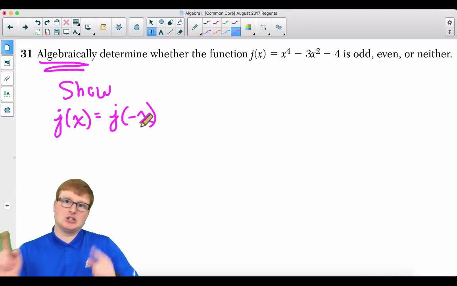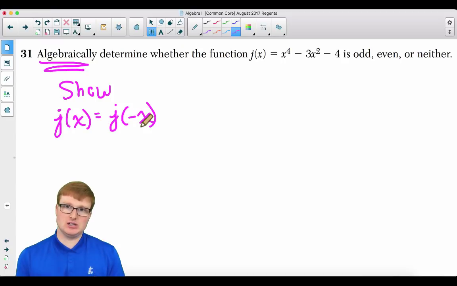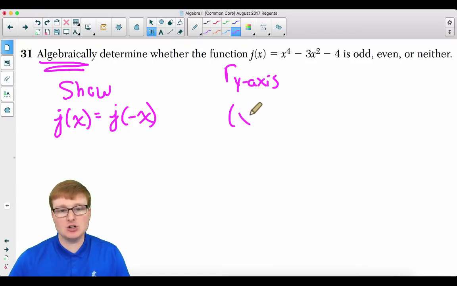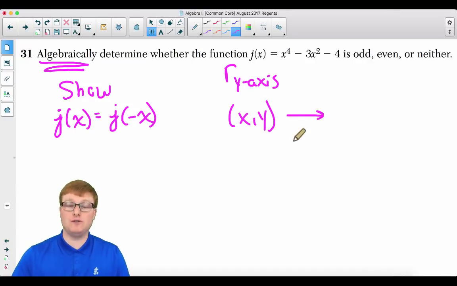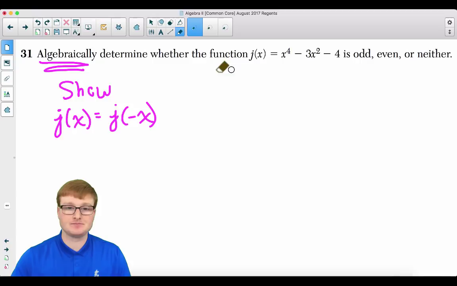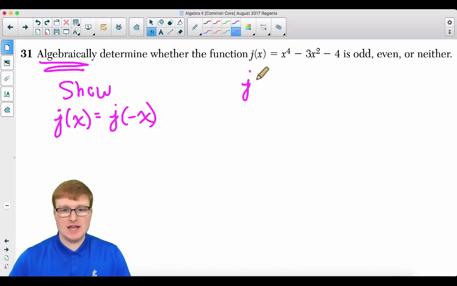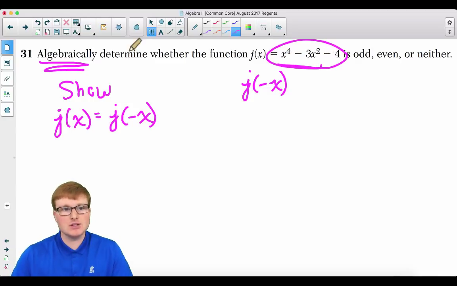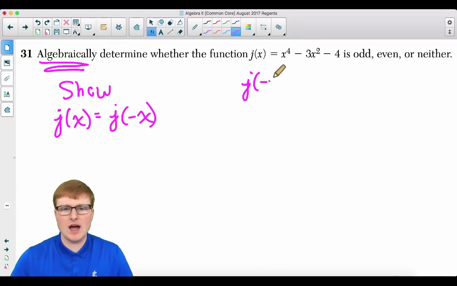Why am I saying that? Because all even functions are reflective over the y-axis. And when you reflect, think back from geometry. Given a coordinate x, y, in order to reflect this point over the y-axis, you negate the x, keep the y. And that's exactly what we're doing. We're negating the x. So, how do we do it? We have j of negative x. We need to show that the original equals the negation. Let's go ahead and do that right now. And I'll tell you why it works.